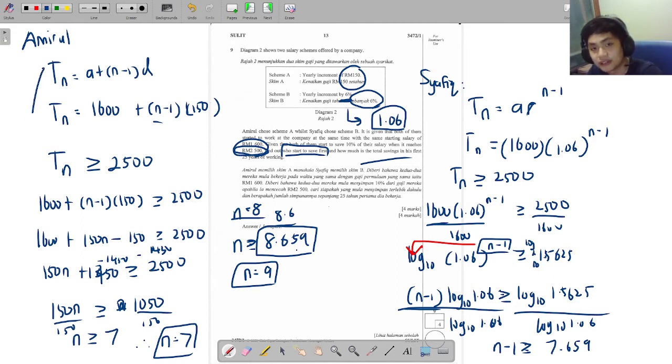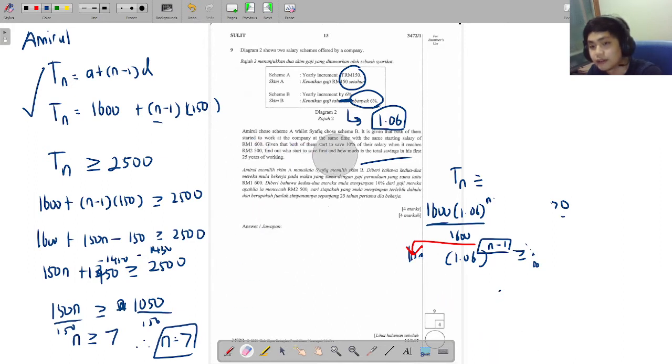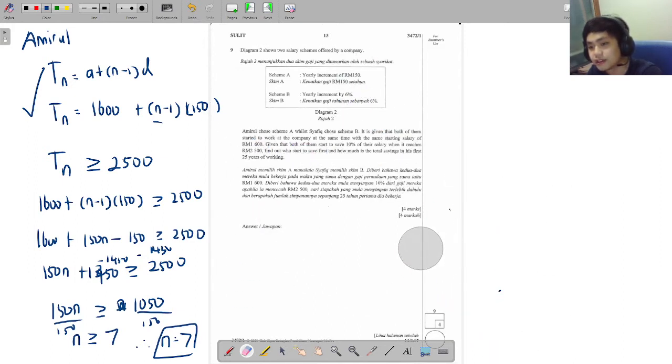So Amirul wins here. So we don't care about Shafiq anymore, so I'm just going to erase Shafiq away. I'm sorry, Shafiq. Maybe another time, another question. Right. So from here, I'm just going to erase, I need the space for this part.